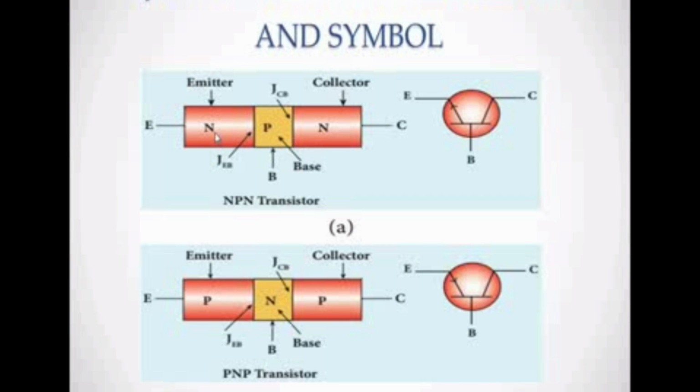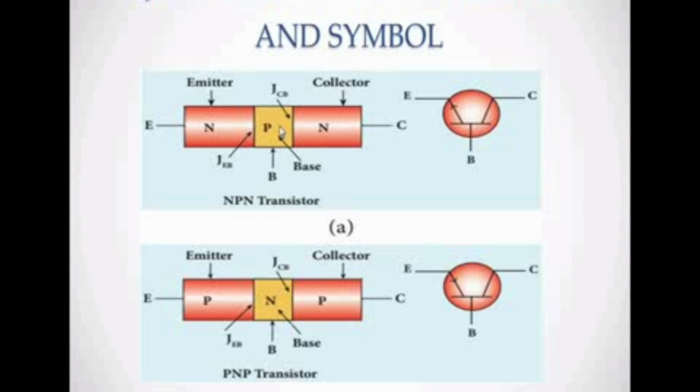So here the first one is the emitter. What is meant by emitter? Emitter means it is the main part of the transistor. That emitter contains a large number of impurities. That means it is heavily doped. It contains a large number of electrons, that is, charge carriers.